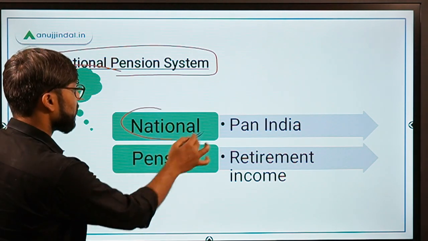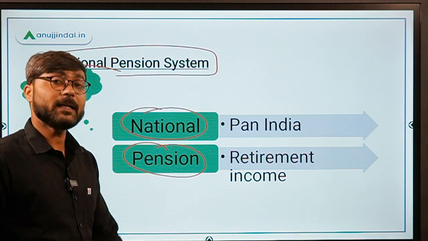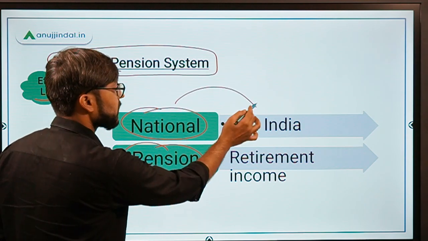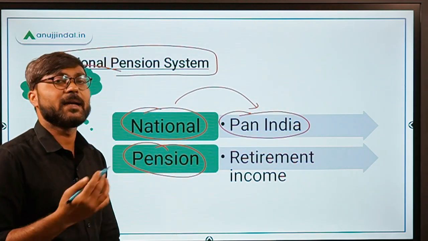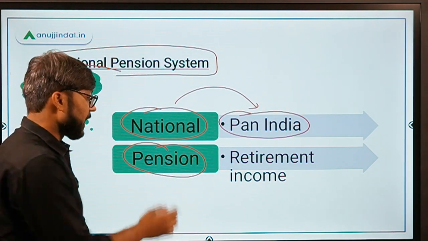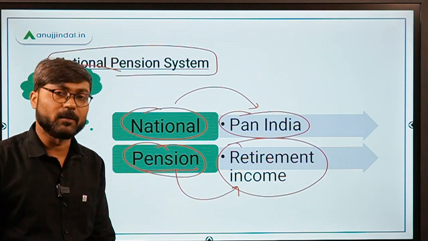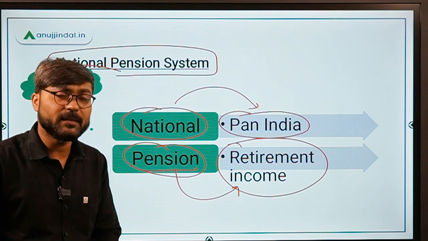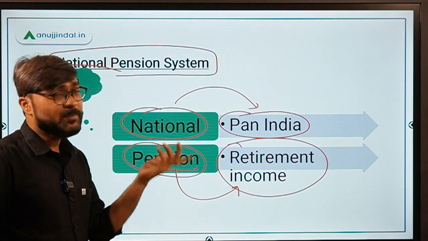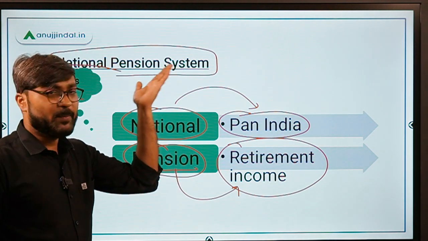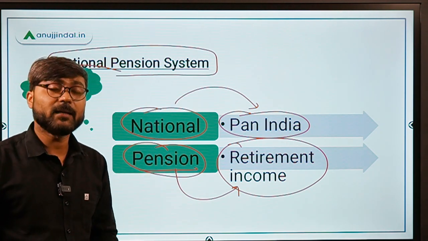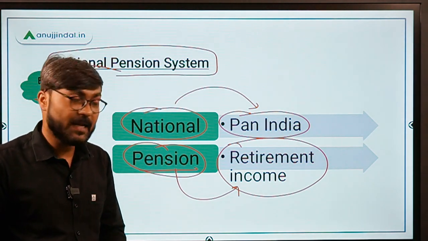Okay, so there are two important words, national and pension. What is the meaning of national? That this scheme is for pan India, pure desh ke liye scheme hai. And then we have another word, pension, which is meant as retirement income. Pension ka matlab kya hota hai? Retirement income. So the name says it all guys. Iske naam se hi pata chal raha hai that this scheme is for providing pension income to the citizens of India.